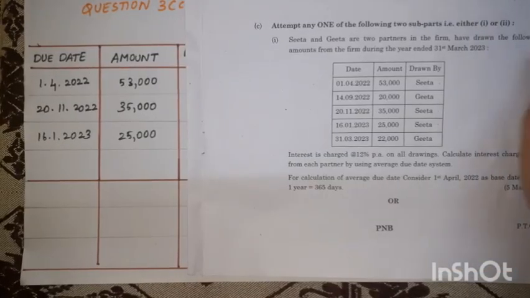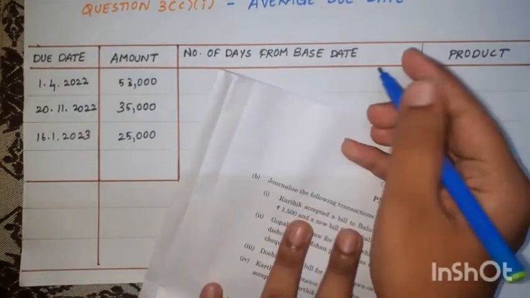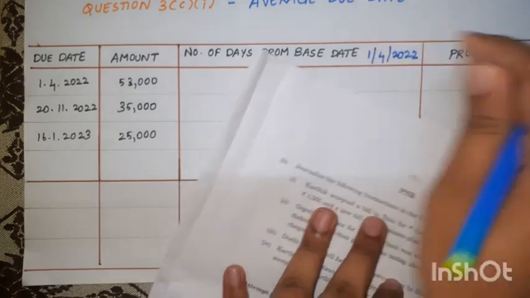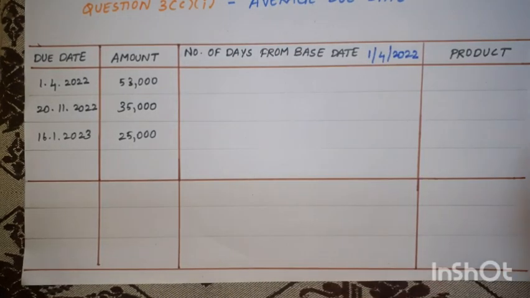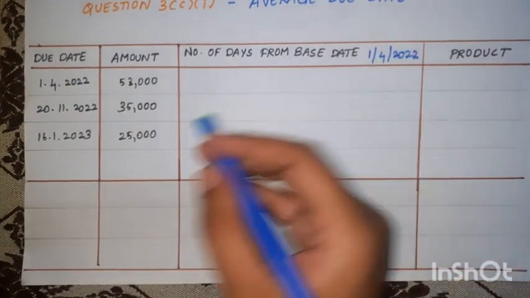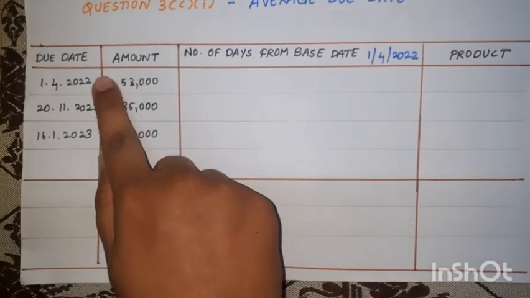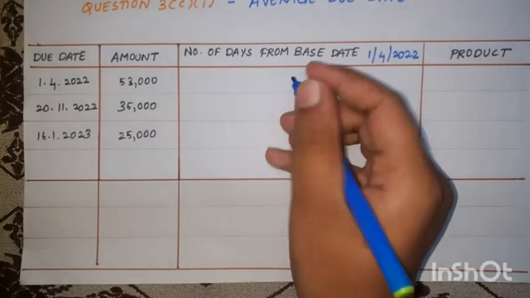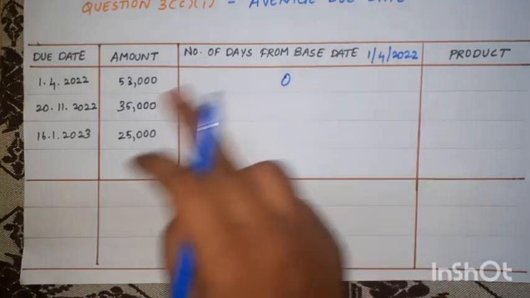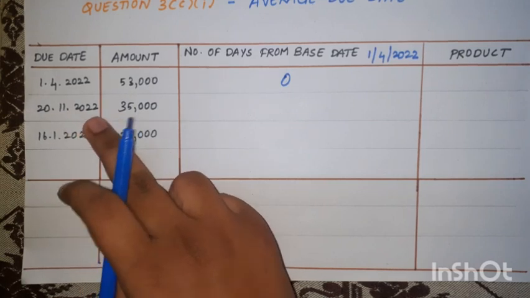In this question, it is given that the base date is 1st April 2022. The next step is we have to calculate the number of days from the base date, from 1st April 2022 to the due date. So, from 1st April 2022 to 1st April 2022, there are 0 days. From 1st April 2022 to 20th November 2022, we have to calculate how many days there are.